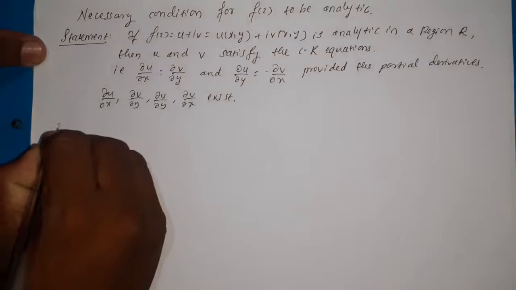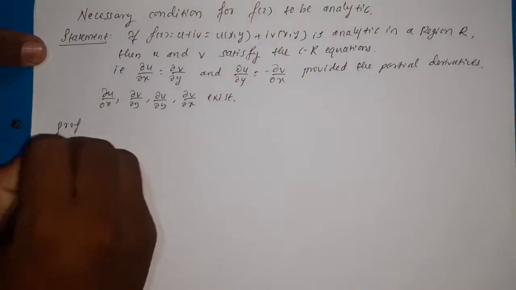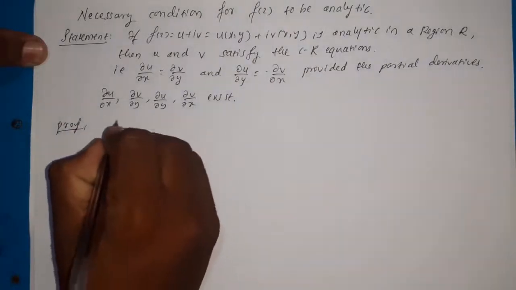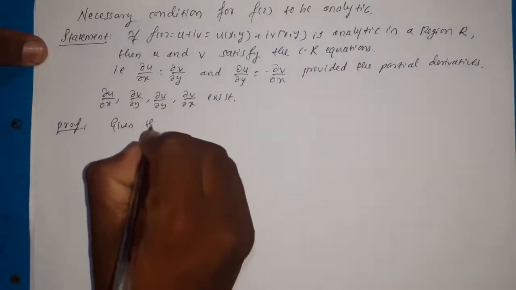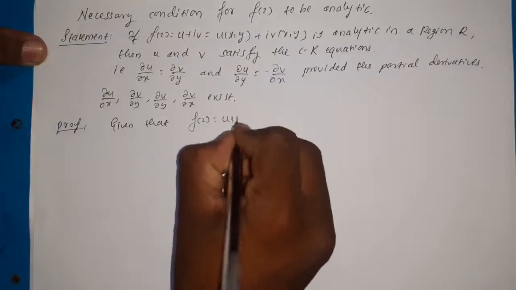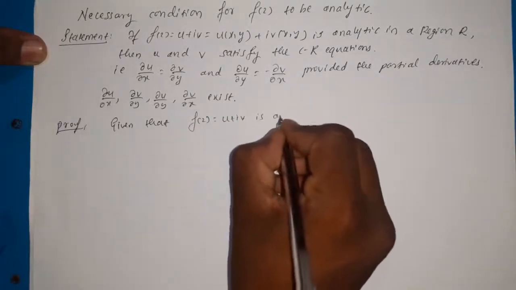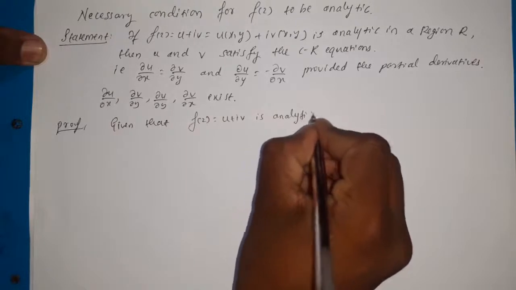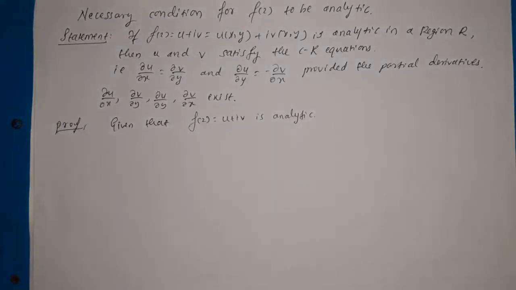So here, proof. Given that, what is given here, f of z is equal to u plus iv is analytic. So the definition of the analytic function is that the function f of z is defined and differentiable at each point of the domain D or the region R, then it is analytic.